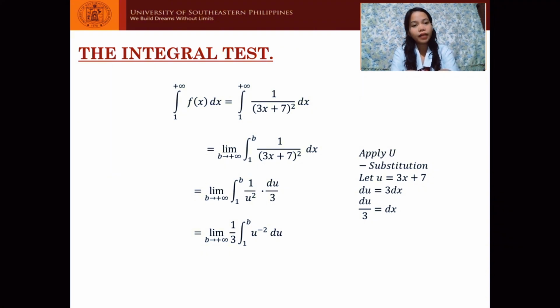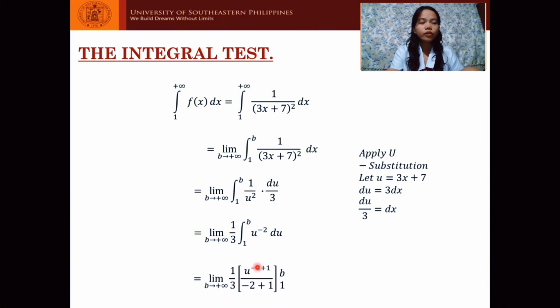So what we're going to have now is the limit as b approaches positive infinity of 1/3 of the integral of u raised to the power of negative 2 du from 1 to b. After this, we apply the integration. The integral of u^n equals u^(n+1) over n+1, so here it is u^(-2+1) over negative 2 plus 1.